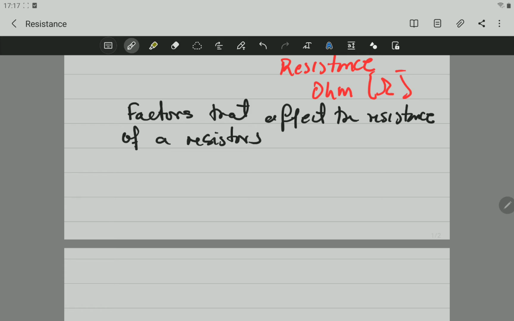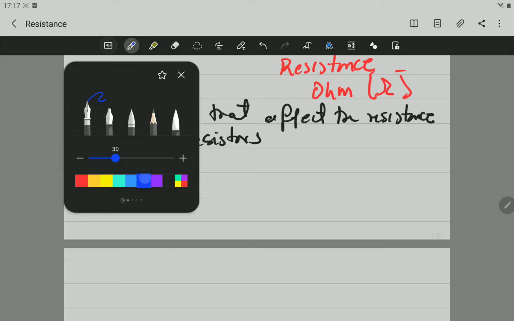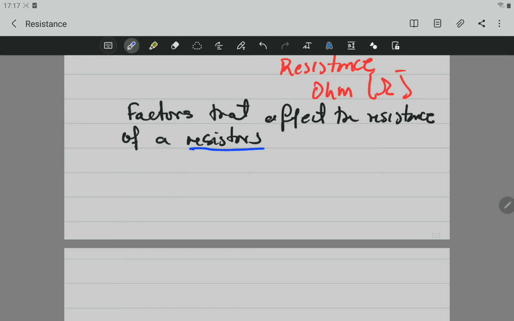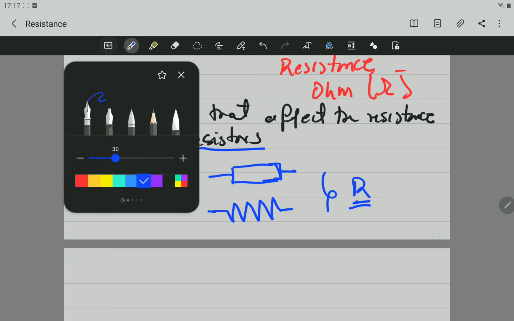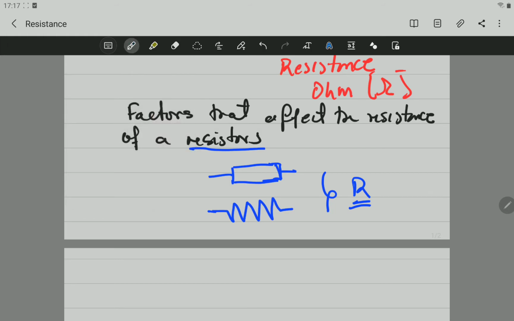And just before we go to the factors, let's record the symbol for a resistor in the electric circuit. The symbol for a resistor we are going to be using is a rectangle with two lines at the end. That is the symbol for a resistor. However, in some books you will see something like this. This could also be a resistor. This is a resistor with resistance.